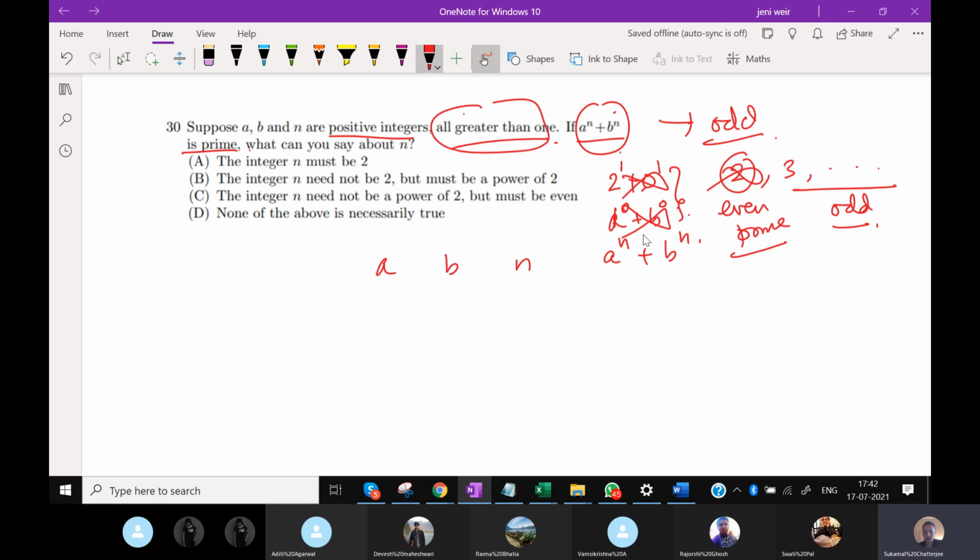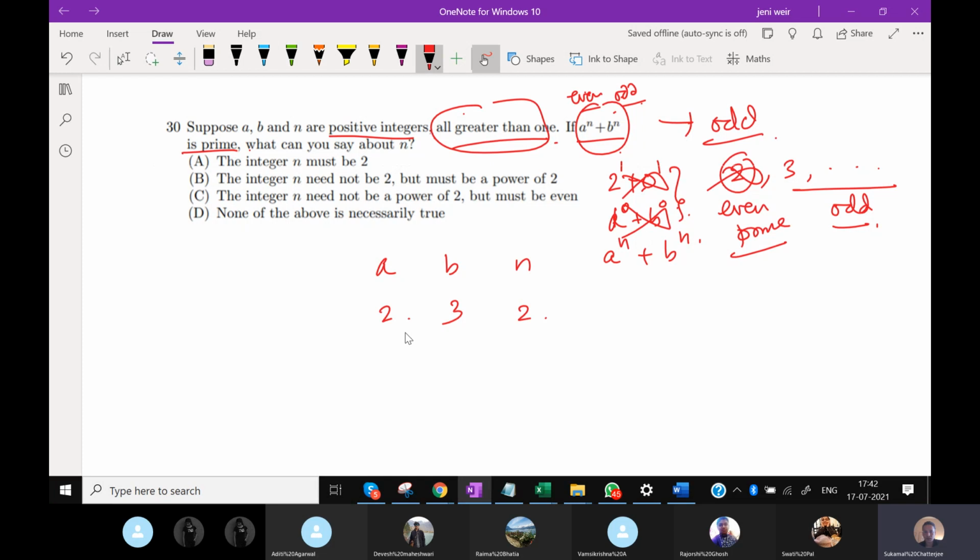And if this has to be odd, that means one between a and b has to be even, the other has to be odd. Clear? Even plus odd is odd. So let's take a as even and b as odd. As per the condition, both are greater than 1, so I've taken 2 and 3. Now look at the options. The options are looking for the value of n, whether it will be 2 or power of 2 or multiple of 2 or none of the above. So let's start with 2.